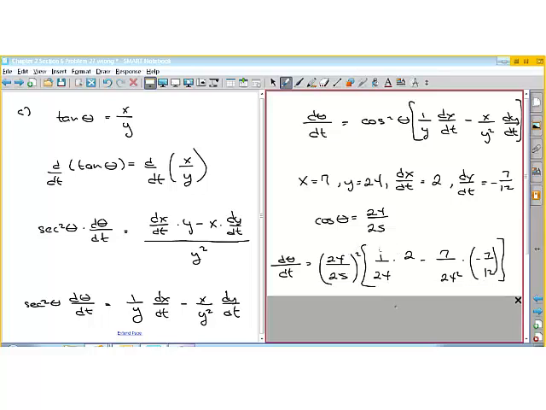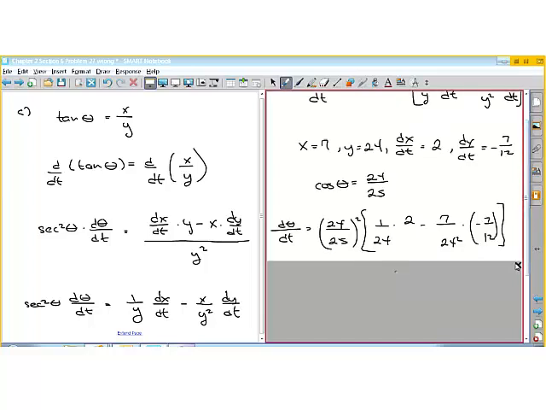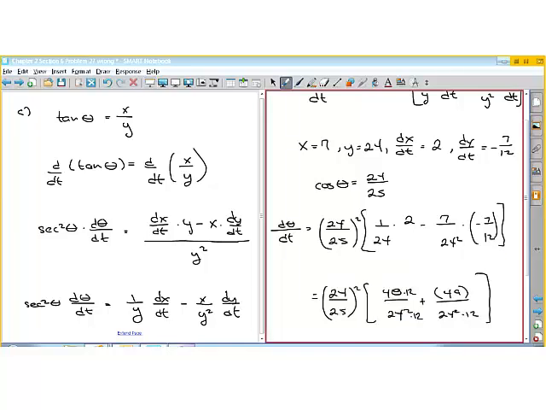24/25 squared times the quantity 1/24, which is 1 over y, times dx dt, which is 2, minus x, which is 7, over y squared, which is 24 squared, and then we multiply by dy dt, which is negative 7/12 from the first part. So now we just need to simplify it.